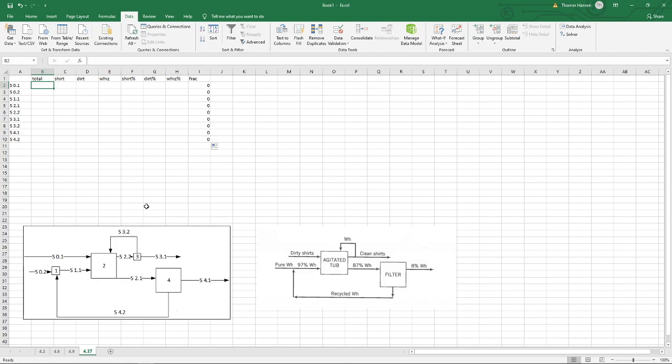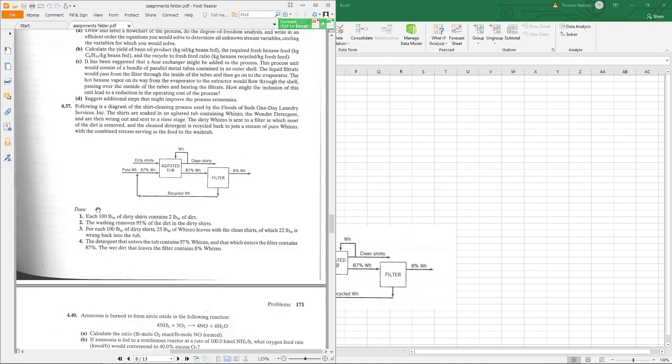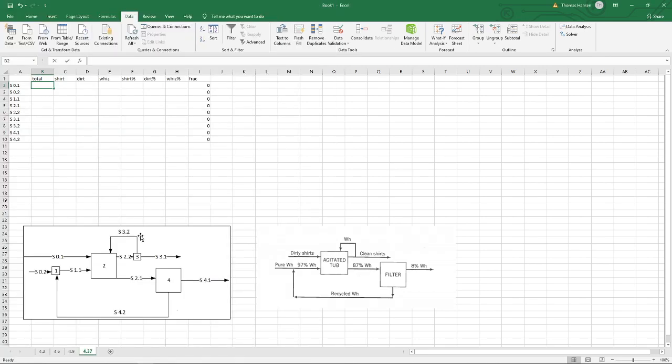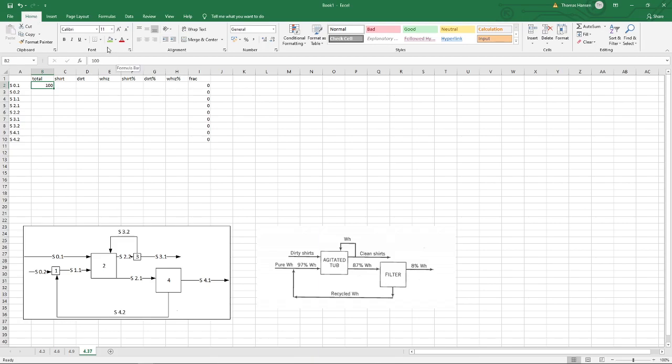Yeah, so I figured you could handle it if we skip this. Now, one of the things you can consider in this case, as you can see, a lot of the information we are being given is on the basis of 100 pounds of dirty shirts. So I'm going to start out by simply putting in the 100 so that I'm using that basis, because that fits with a lot of the data I've been given.